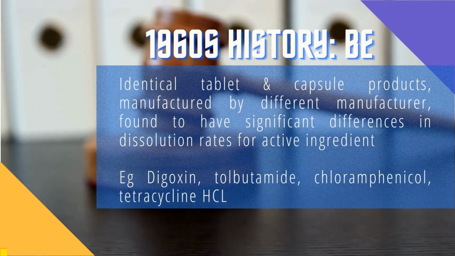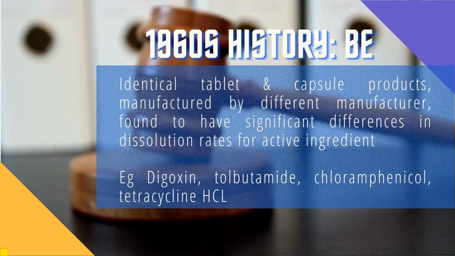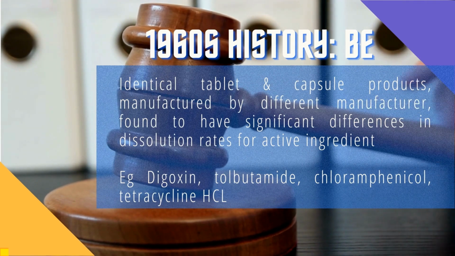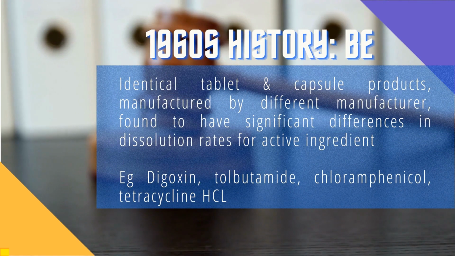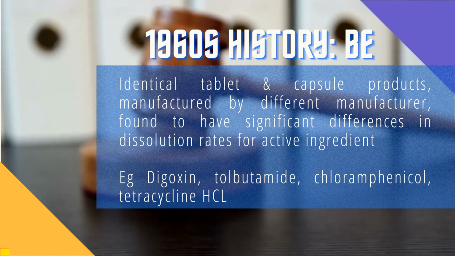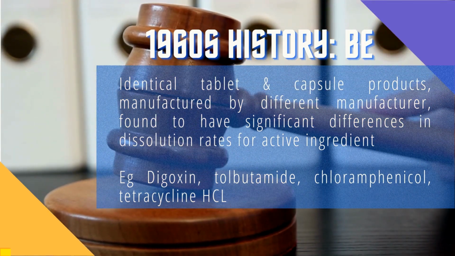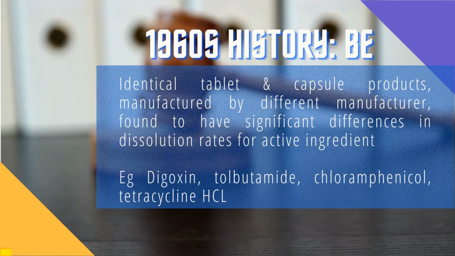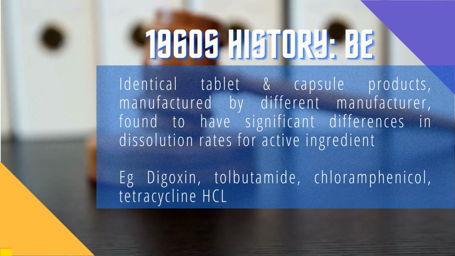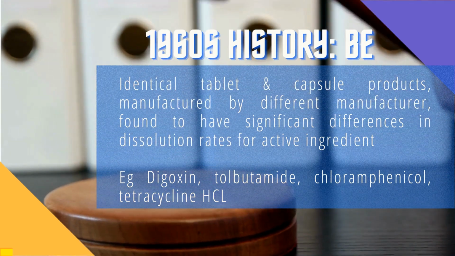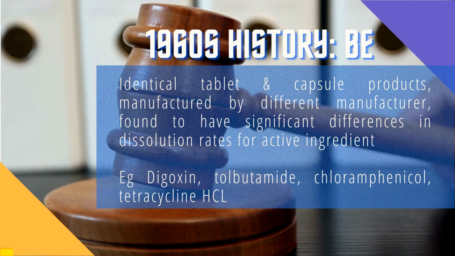Why do we need BE studies? Historically, it was found that identical tablets and capsule products, once manufactured by different manufacturers, i.e. at different factories, have significant differences in their dissolution rates for the active ingredients. These were found for important drugs such as digoxin, tolbutamide, chloramphenicol, and tetracycline.